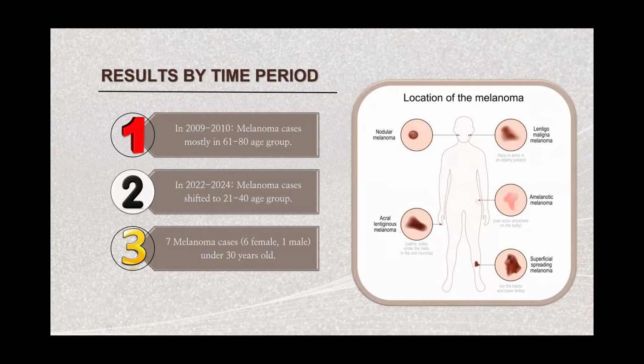Lentigo maligna melanoma also on the face. We found superficial spreading melanoma located on the extremities, in the lower extremity, and also we found a case of amelanocytic melanoma. It is very interesting because amelanocytic melanoma is a melanoma without color, without pigment.